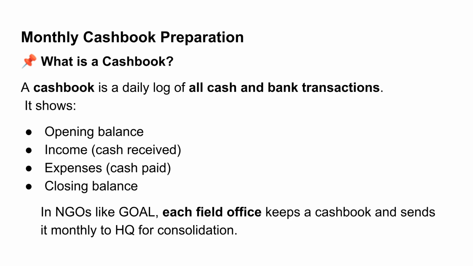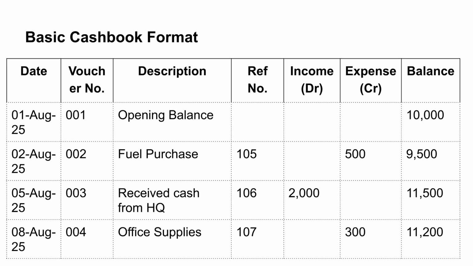The cash book is a daily log of all cash and bank transactions, showing the opening balance, income, expenses, and the closing balance. Field offices typically prepare cash books monthly for consolidation at HQ. This is a basic cash book format.